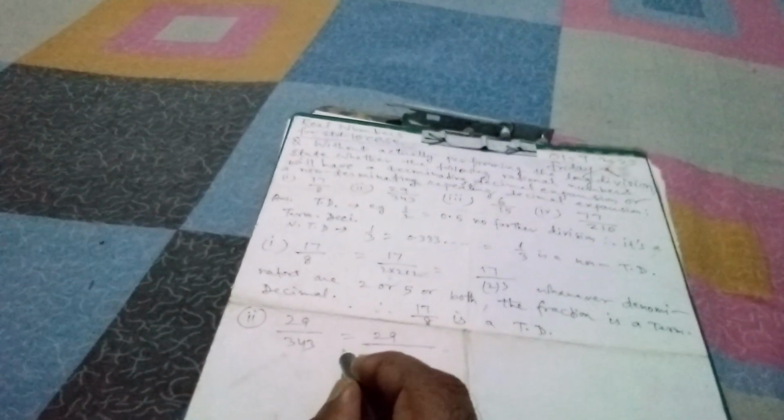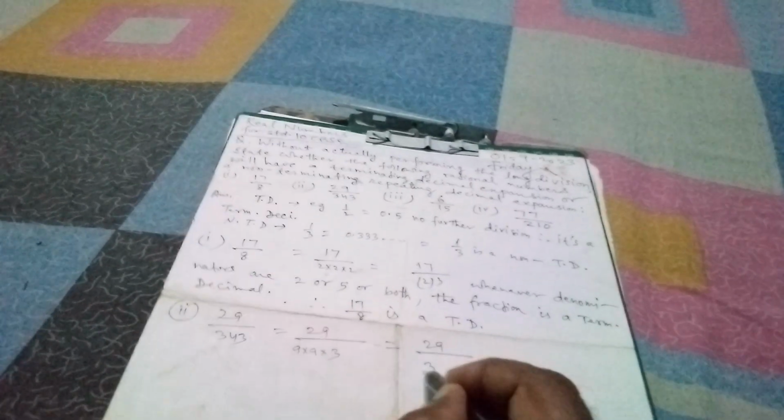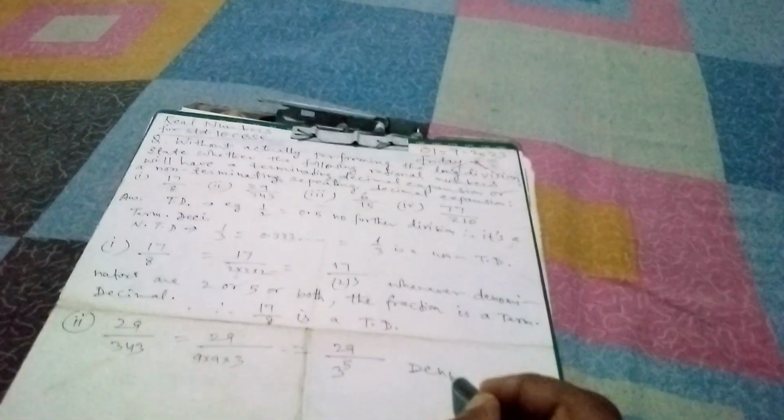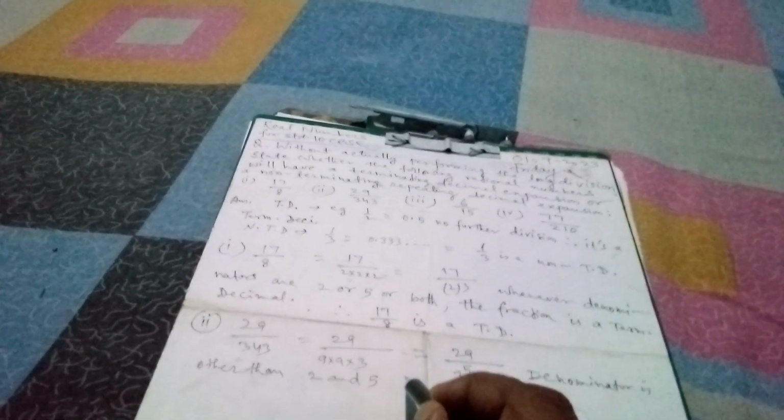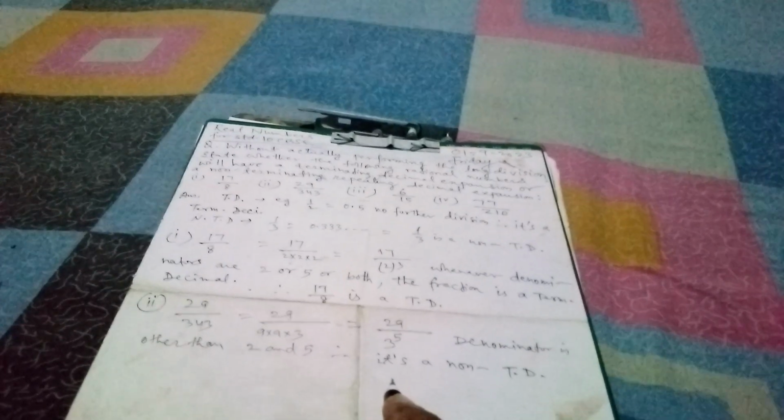Now second is 29 by 343. In this case you find 343 means 7 into 7 into 7, and that will be written as 29 by 7 to the power 3. That means here you find that the denominator is other than 2 and 5. Therefore, it's a non-terminating decimal. That means whenever the factor of the denominator is other than 2 or 5, then it will be a non-terminating decimal.